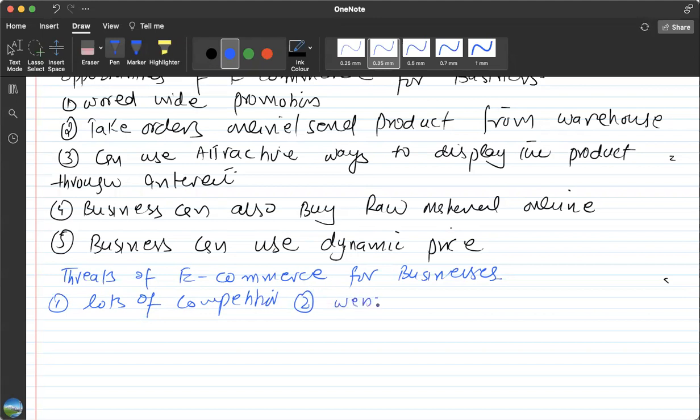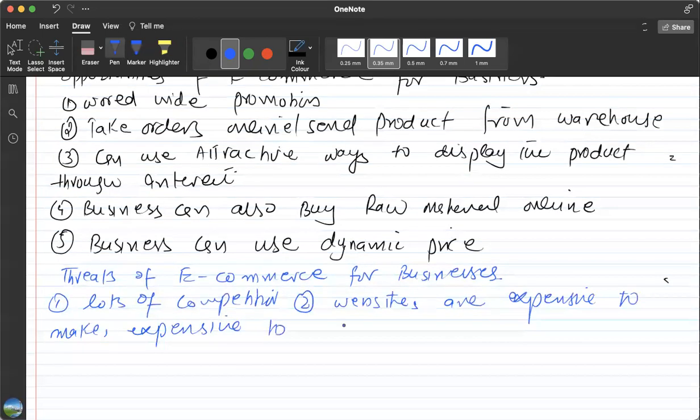Websites are expensive to make, expensive to manage. Reason? Because they are made by technical people. Sometimes their design can be complex and disliked by the consumers.